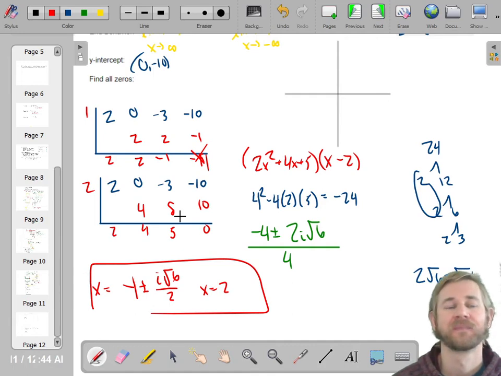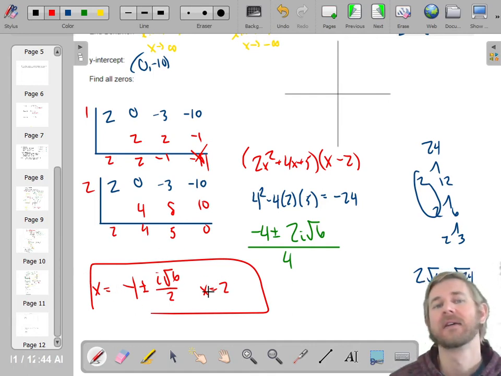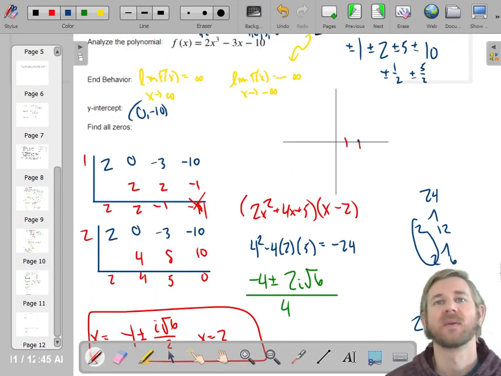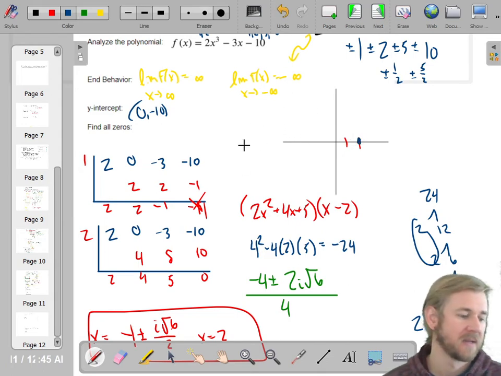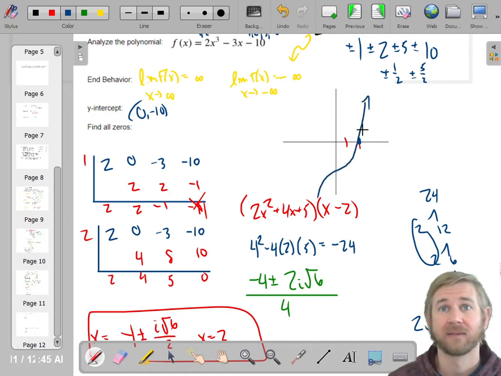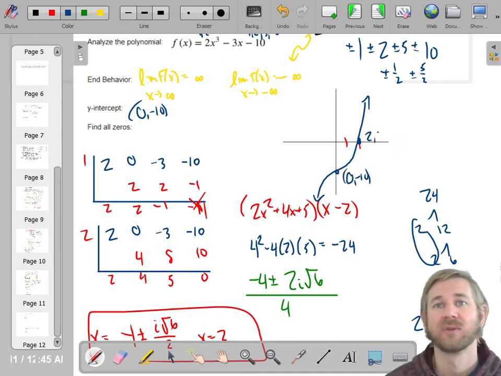So there we go. Again, these are complex, so they don't show up on the x-axis, but this one does. So we'll put a dot at 2. 1, 2. And we'll try and sketch it. We know it's going to be positive odd, so it probably looks something like that. Probably something like that. This might be more of a turnaround. Y-intercept is at 0, negative 10, and this is at 2, 0.